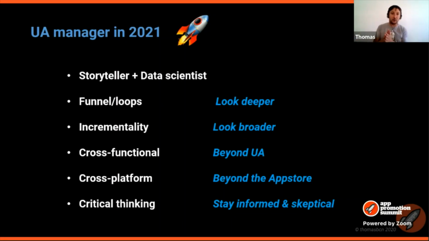Okay, so I'm going to summarize it up. Be a great storyteller and use more data, which is not news. Start thinking deeper into the funnel. Start looking broader at incrementality and whether you are actually bringing value. Be a bit more cross-functional, going deeper into product and in particular into CRM, going cross-platform, trying to learn between apps and the web. And in any of those, keep your critical thinking. Stay informed, but mostly be skeptical about every piece of information you get. Question it, see how it works for yourself.